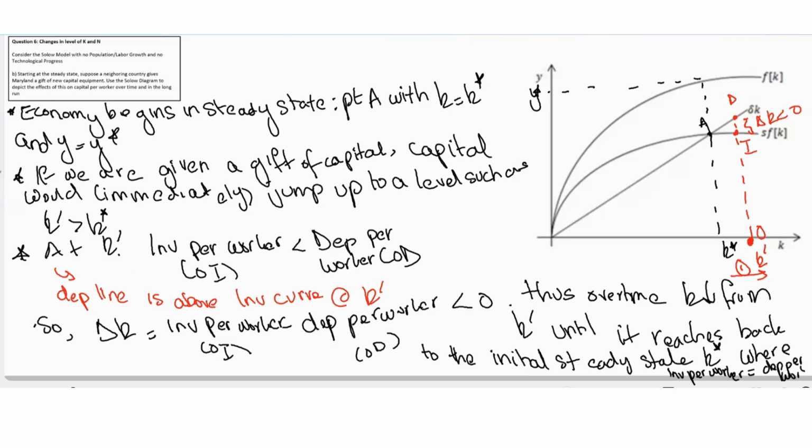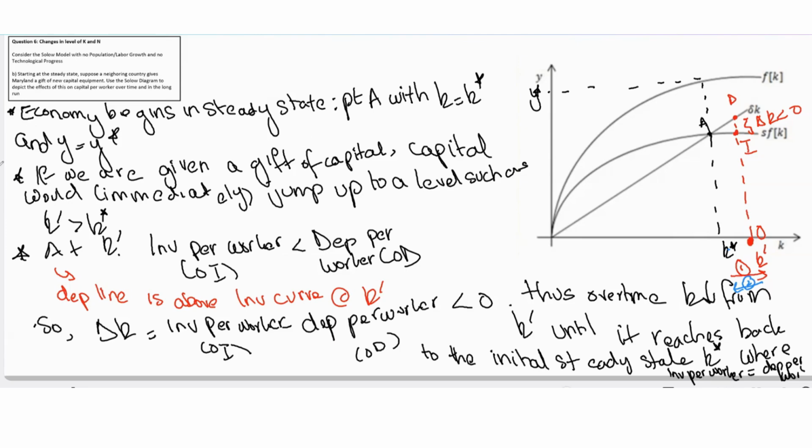So what's going to happen is, we started off at K star. You're given a gift of capital equipment, which causes capital to immediately jump to a level such as K prime, which is greater than K star. At K prime, depreciation per worker exceeds investment per worker, so the change in capital per worker is negative. We know that change in capital per worker is investment per worker minus depreciation per worker, from our capital accumulation equation in per worker terms. Since it is negative, capital per worker decreases until you go back to the initial steady state K star. So you go from K star to K prime, and then eventually back from K prime to K star.